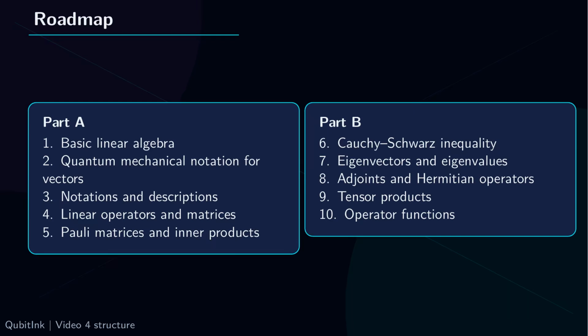The roadmap has two parts. First, we build the basic linear algebra language and operator notation. Then we study Cauchy-Schwarz, eigenvalues, adjoints, tensor products, and operator functions.